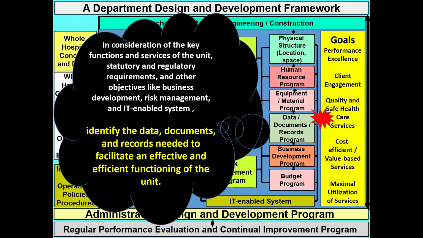Data, documents, records program. There must be a document that will show the adequacy of the data, documents, and records needed to facilitate an effective and efficient functioning of the unit, in consideration, again, of the key functions and services of the unit, statutory requirements, and regulatory requirements and other objectives like business development, risk management, and IT-enabled system.